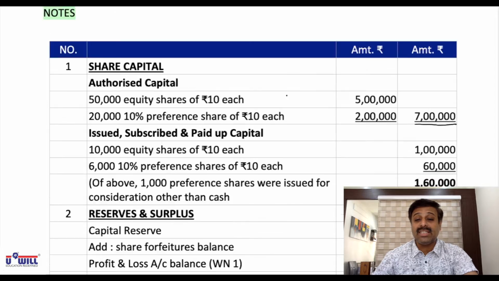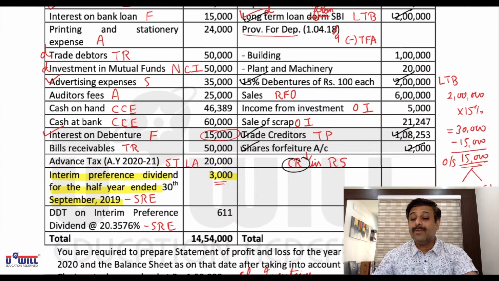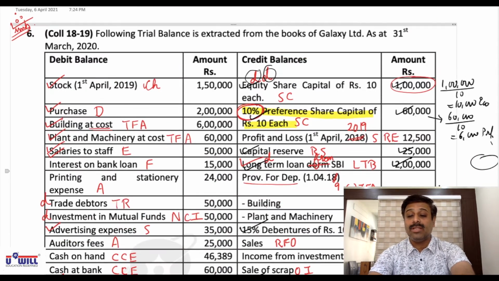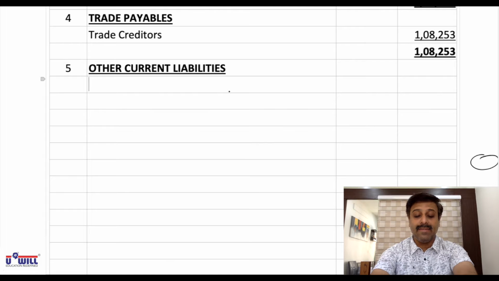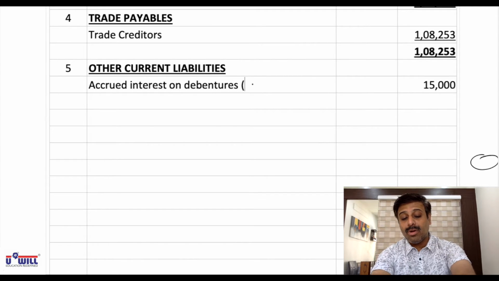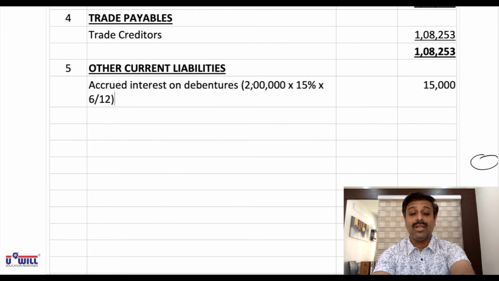OCL marked items. All of you see that in the trial balance, OCL, other current liability, this 15,000 of interest on debentures which is outstanding. So all of you write down accrued interest on debentures for 6 months, which is 15,000. How do we get this 15,000? As we have calculated above, or otherwise you can do 2 lakhs of debentures into 15% into 6 by 12. Then also you'll get 15,000.